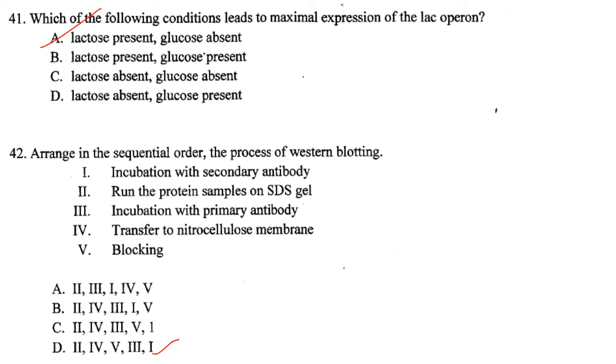So first you have to run the protein samples on SDS gel. Then after that you have to transfer them to nitrocellulose membrane. Then you have to block them. Then you have to treat them with primary antibody, that is incubation with primary antibody, and then finally incubation with secondary antibody. So the answer is option D.